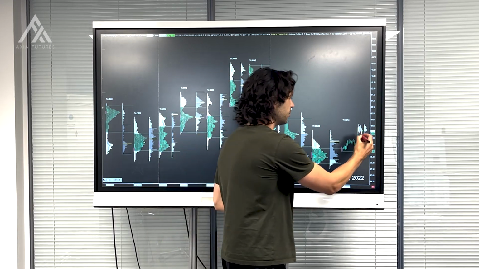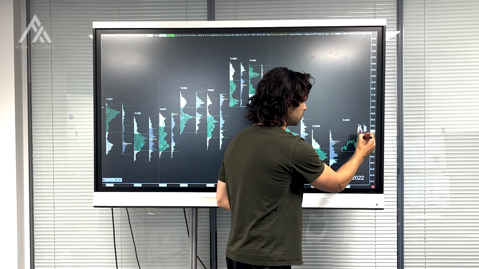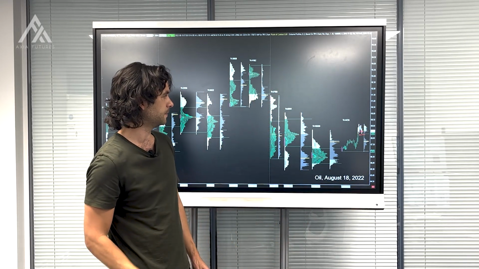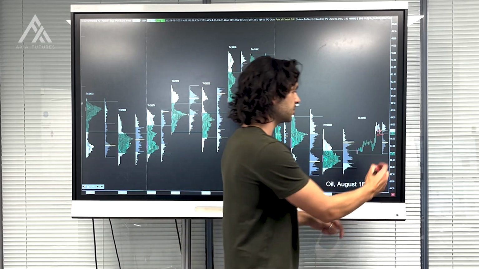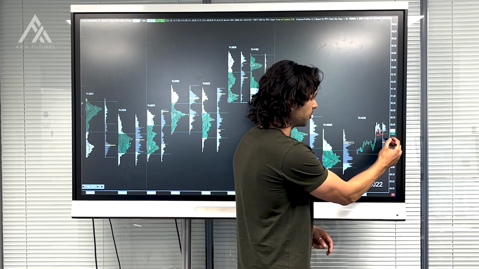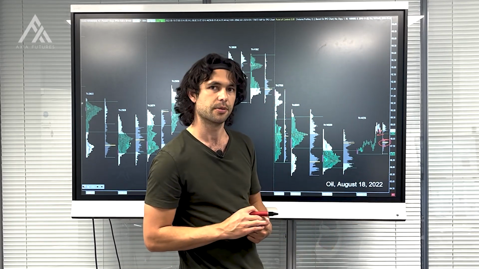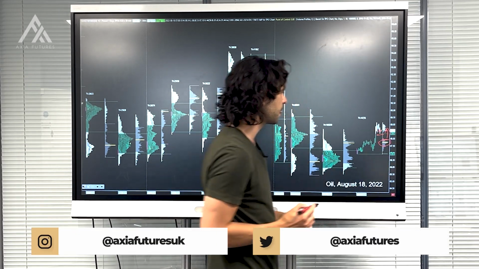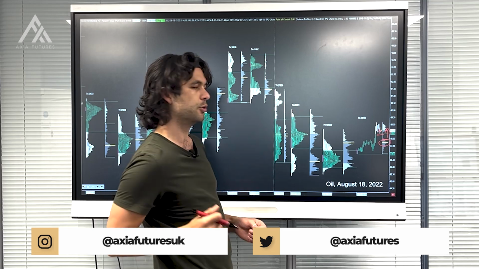At this stage, I really like this idea, and I got long there and put my stop below here. What I wanted to see here was potentially a little bit more time, a little bit more volume, because you can see that still the VPOC on the day was down here. Ideally, it shifts up, and then from there, the market can move higher.